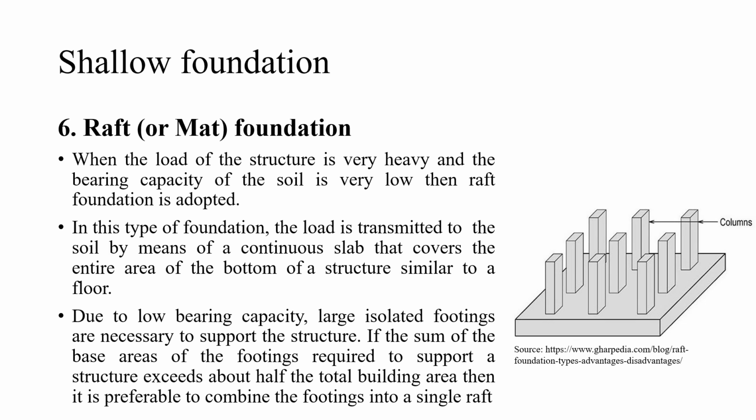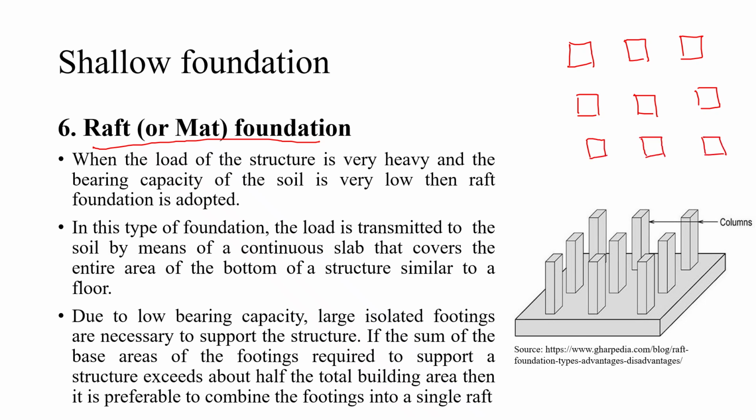The next type of shallow foundation is a raft or mat foundation. When the load to be transferred is very heavy, and the soil is also not suitable to bear such a load, then you may go for this raft or mat foundation. Let us say that there are a total of 9 columns. Usually in such situations, when the load to be transferred is heavy and the soil is also not suitable to take such heavy load, we will usually increase the size of the footing. Likewise, we are creating isolated footings for the entire set of columns.